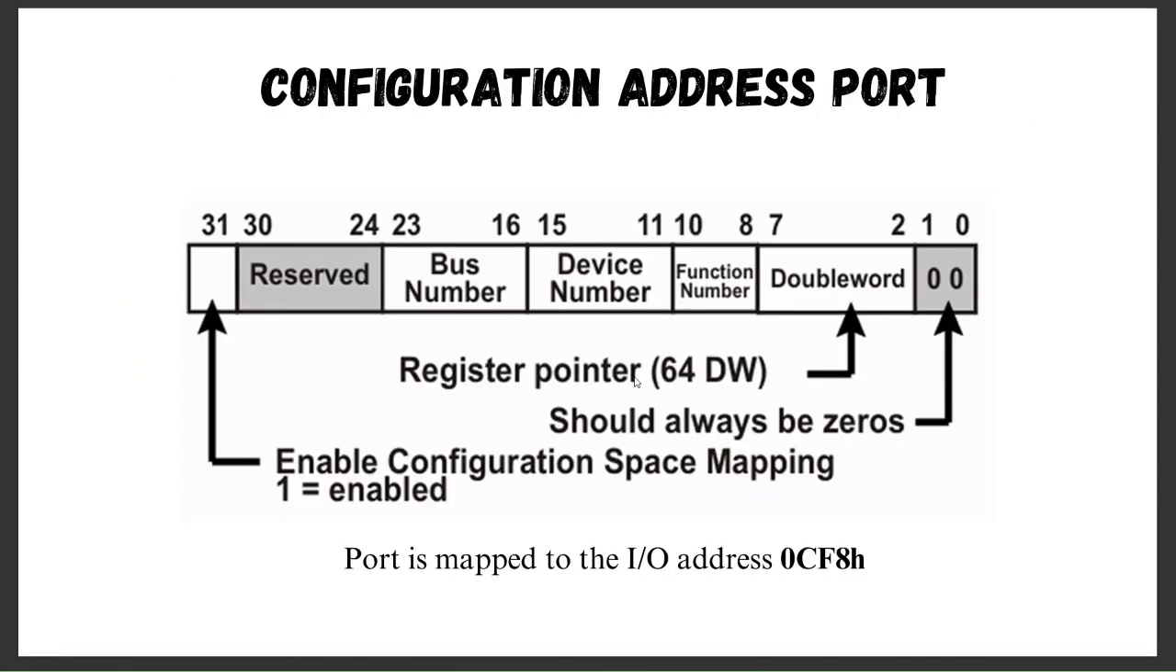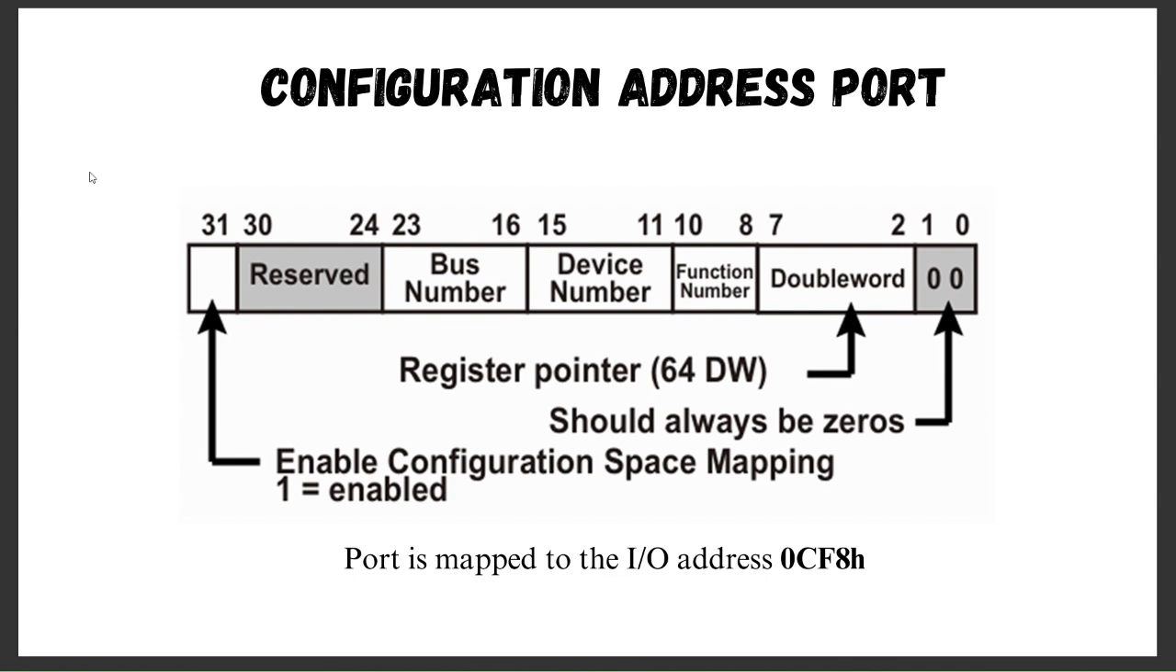So let us now understand the configuration address port. The configuration address port is an important mechanism used by the processor to access the configuration space of PCI devices. When a processor needs to interact with PCI configuration space, it writes to the configuration address port to specify which PCI device and register to target. The address is written in a structured 32-bit format, as you can see here.